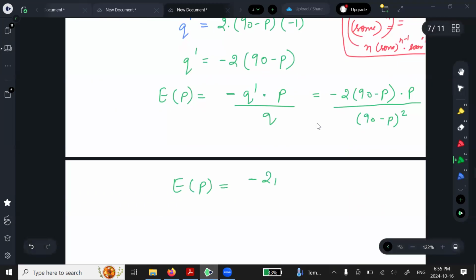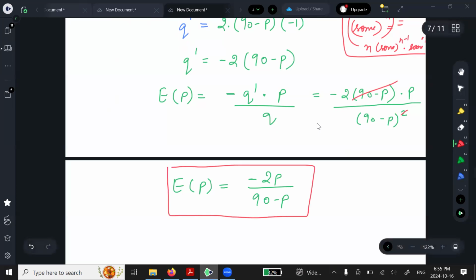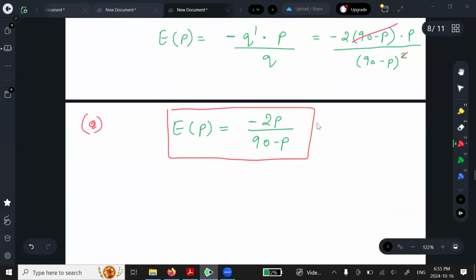I could simplify it and get this. All I did is cancel that with that power. I canceled this with this power. So this is part A. This is all they want in part A. Good. If I give you the demand function, can you give me the elasticity function? Good. Part B is find the elasticity at the price of 33. Okay, that's like easy peasy lemon squeezy. You're just finding it at 33.